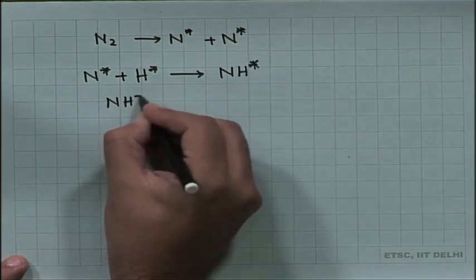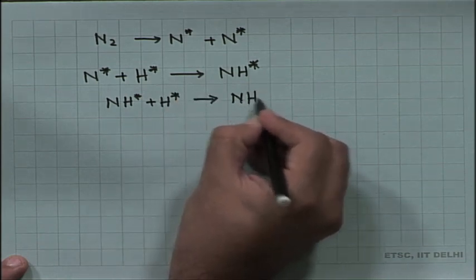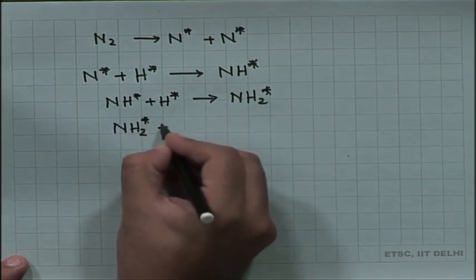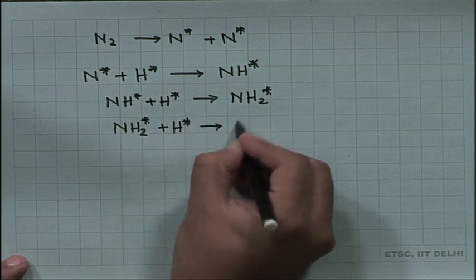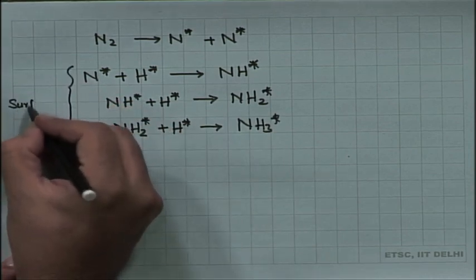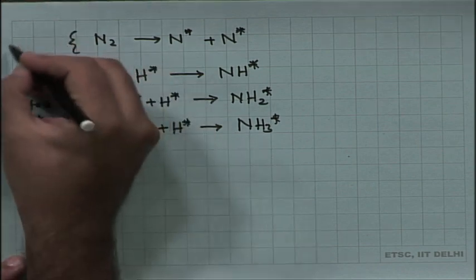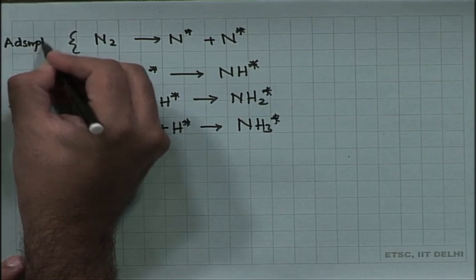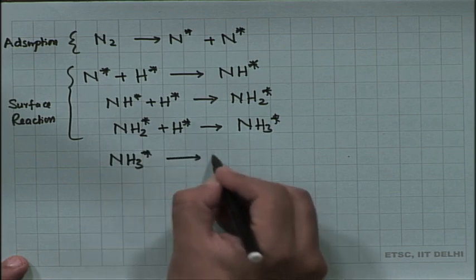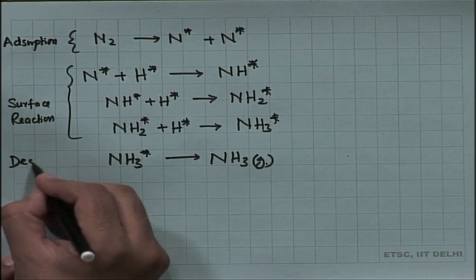Then these NH need to form NH2, and NH2 needs to form NH3, and then NH3 needs to dissolve. So, all of these are surface reaction steps, and this one is adsorption, and this one is NH3 star going to NH3 in the gas phase. So, this is desorption.